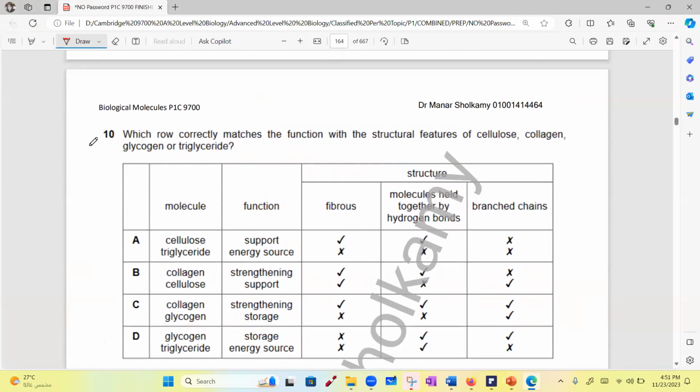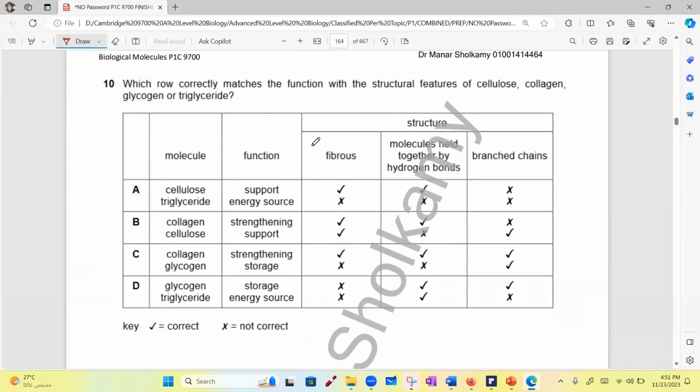No. Okay, number 10. Which row correctly matches the function with the structural features of cellulose, collagen, glycogen, or triglyceride? Okay, now the molecule. Cellulose function, support? Yes. Molecules held together by hydrogen bonds. Is it held by hydrogen bonds? Yes. Branched chains. Is cellulose branched? No.